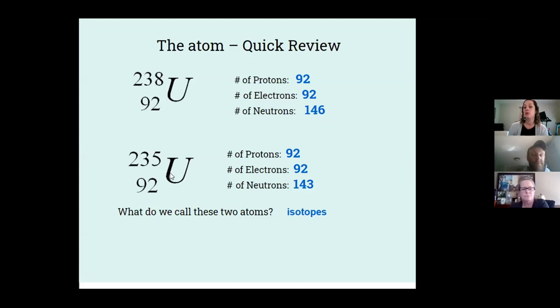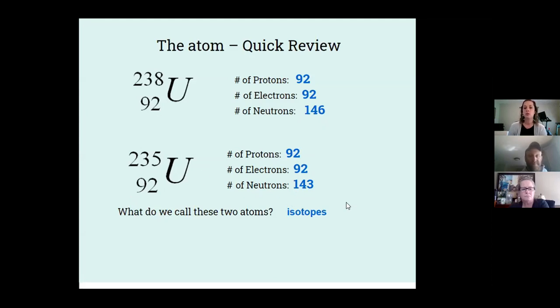For uranium-235, it's just a little different, right? Because it's the same atomic number, so no charge again. Protons and electrons are still both 92, but the number of neutrons is different. That 235 minus 92 now gives us 143 instead. So what do we call these 2 atoms?